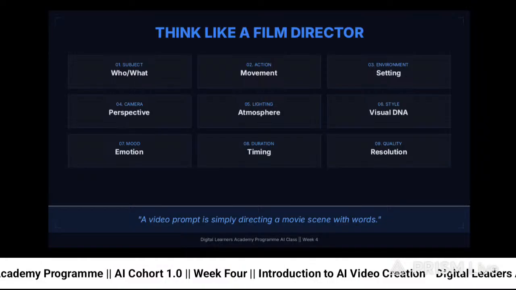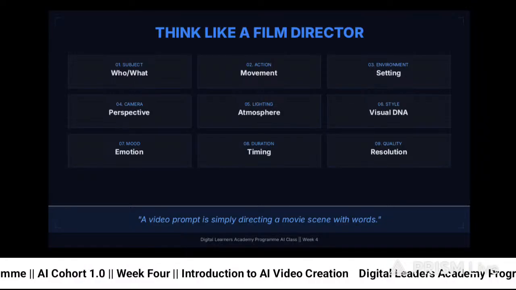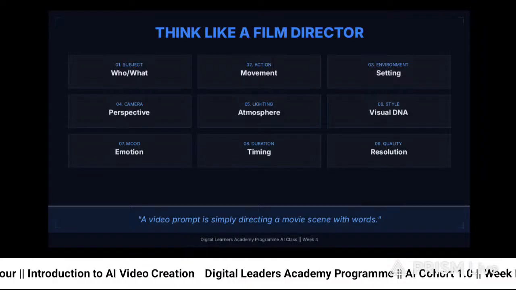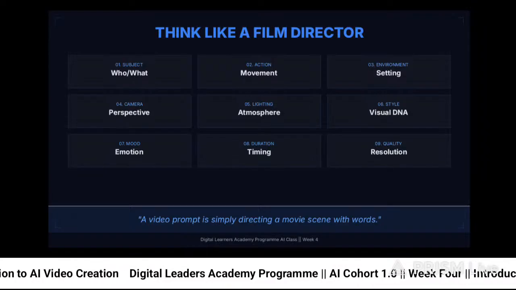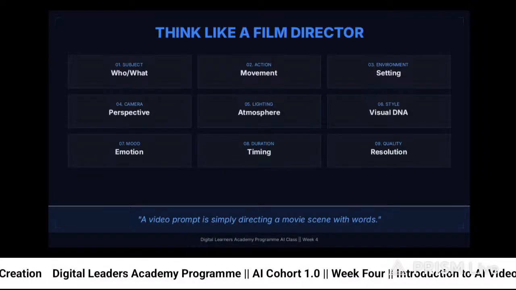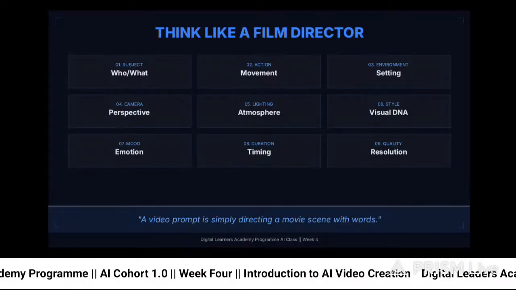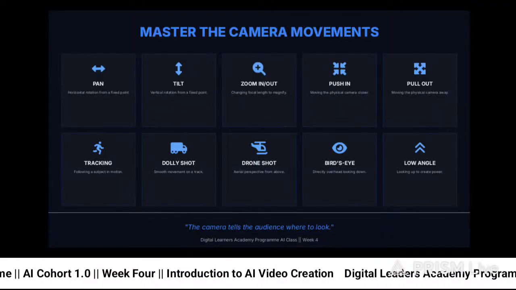Now, a video prompt is simply directing a movie scene with words. Remember, I said this at the start of the class, that just like the traditional method, you have so many things. In AI video creation, you are also going to follow through all the process of directing and every other thing, but with words. Let's get to the next slide.